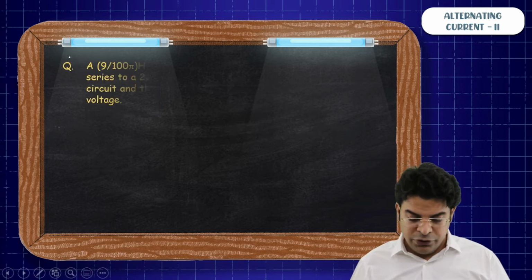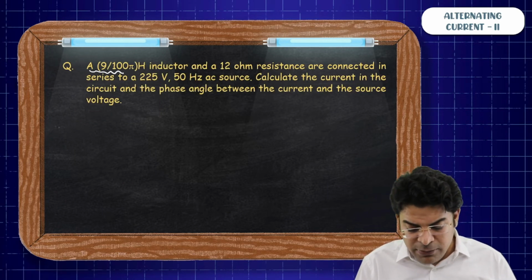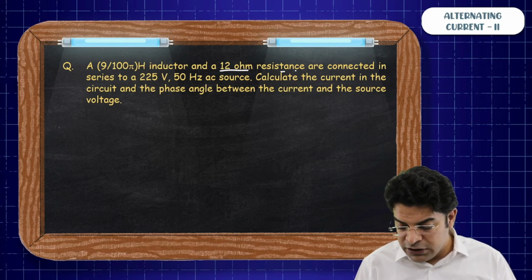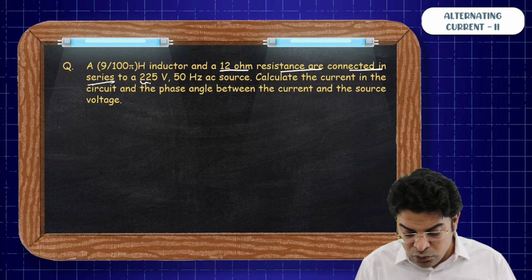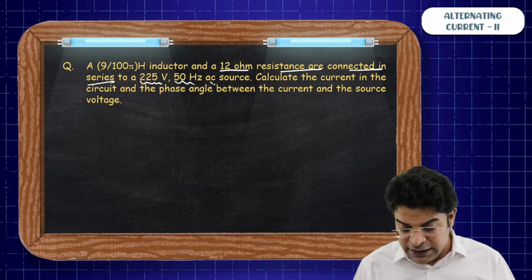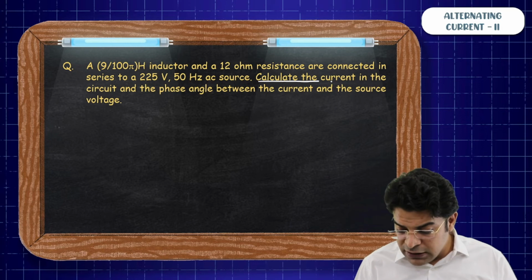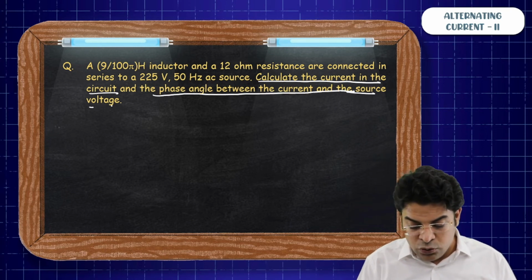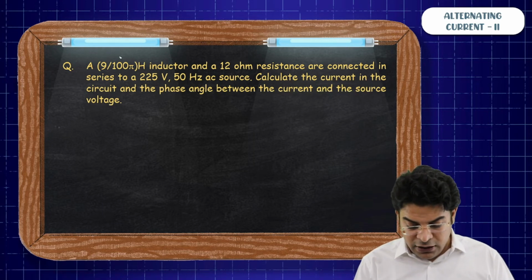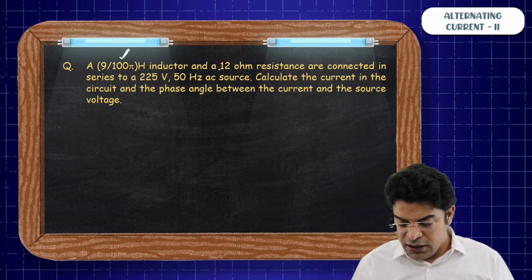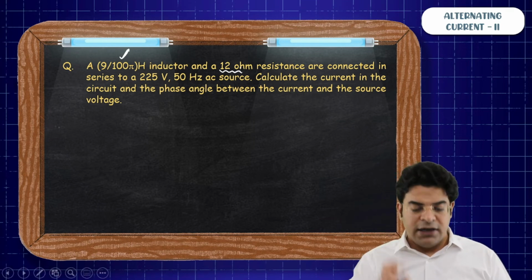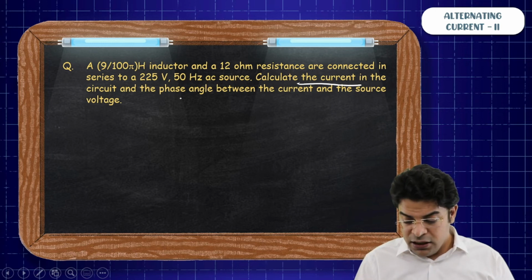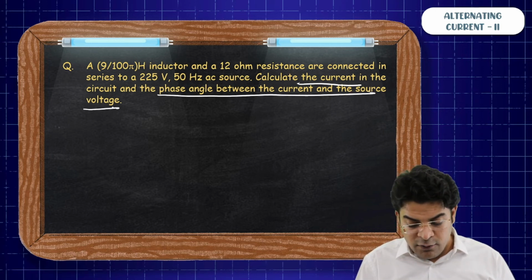This is important. The question goes like this: a 9 by 100 pi Henry inductor and a 12 ohm resistance are connected in series to a 225 volt, 50 Hz AC source. Calculate the current in the circuit and the phase angle between the current and the source voltage. So you have one inductor of 9 by 100 pi Henry and a resistor of 12 ohm connected in series. Your mission is to find the current in the circuit and the phase difference between the current and voltage. So how to do it?